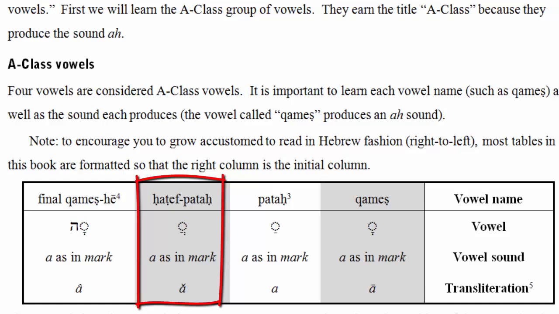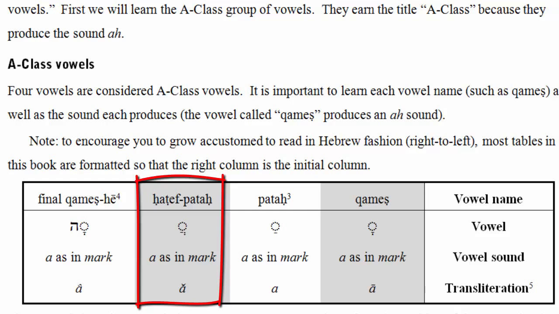The third vowel is called chatef patach. Chatef patach. In this vowel name, we see several letters which have a dot beneath them. The dot beneath the H is again similar to a CH, a rough H. The T with a dot under it represents yet another Hebrew letter that you will learn, which does not have an exactly corresponding English sound. It's a bit of a throaty T sound, ta.